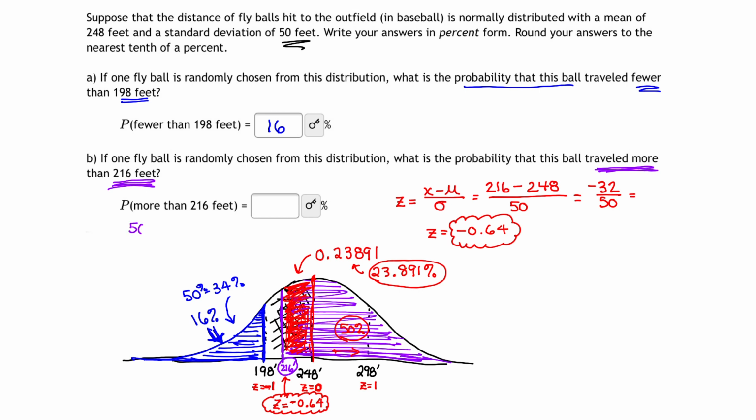So we are going to add 50% to 23.891%. And when I add those values up, I get 73.891%, meaning the probability that a ball travels more than 216 feet is 73.891%. Now we're asked to round our answer to the nearest tenth, and so I would input 73.9%. If you have any questions, don't hesitate to reach out and let me know. Good luck.